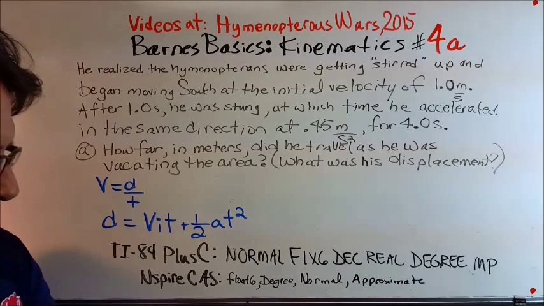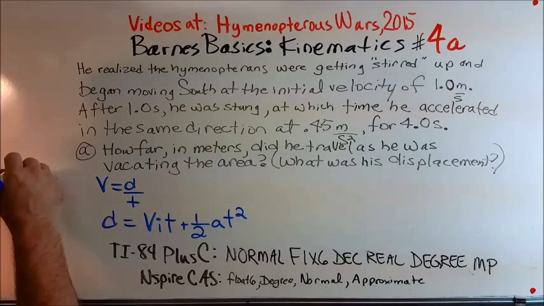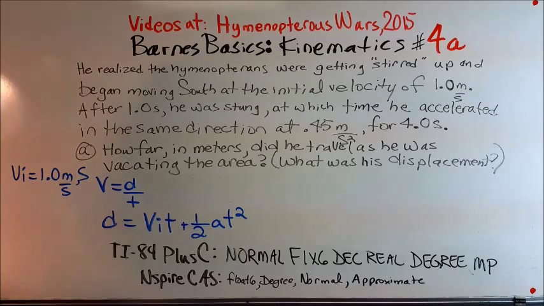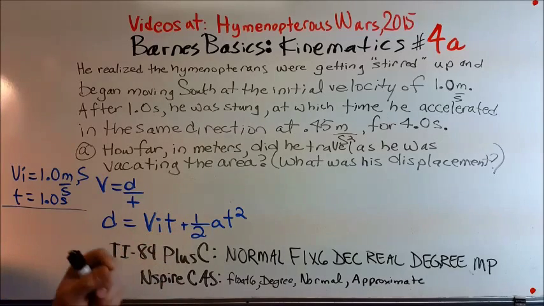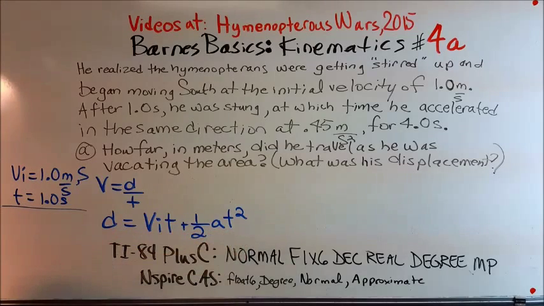One thing that might be important for us is to write down some of our data. The initial velocity is equal to 1.0 meters per second in a direction of south. And the time right at first is 1.0 seconds. And then it shifts into a different type of problem. I got stung and then I began accelerating. And while I was accelerating, I already had a constant velocity.